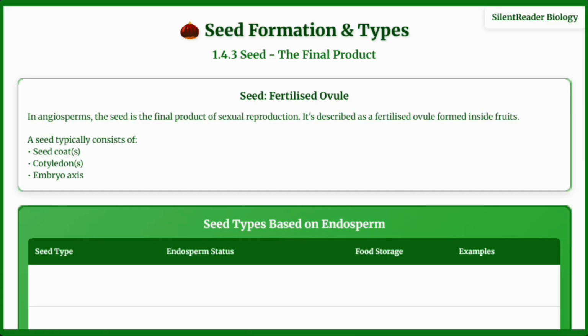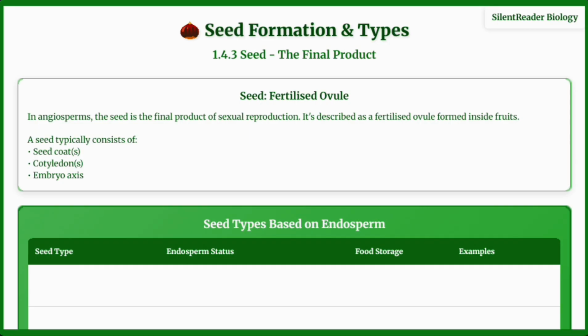Now let's focus on seed formation, the final product of sexual reproduction. In angiosperms, the seed is essentially a fertilized ovule formed inside fruits. A typical seed consists of seed coats, cotyledons, and an embryo axis. The cotyledons of the embryo are generally thick and swollen due to storage of food reserves, especially in legumes.